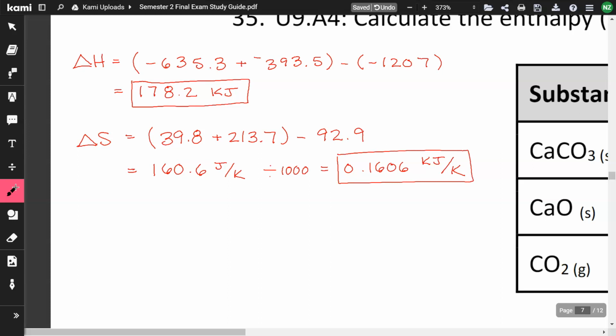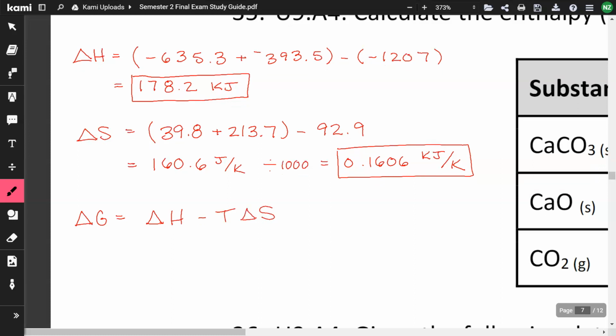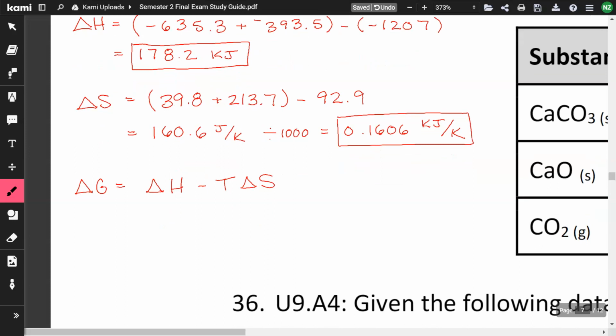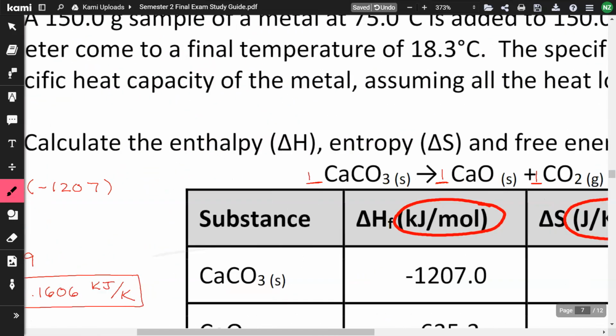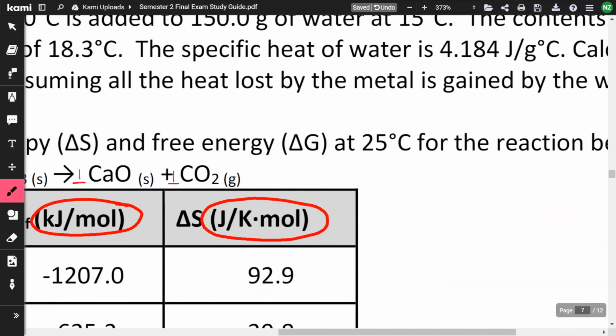All right, delta G is equal to delta H minus the temperature in Kelvin, and then you multiply that by delta S. So it tells us in the question it's 25 degrees. So we're going to add 273 to that, and we'll get a temperature of 298 Kelvin. Not degrees Kelvin, it's Kelvin.